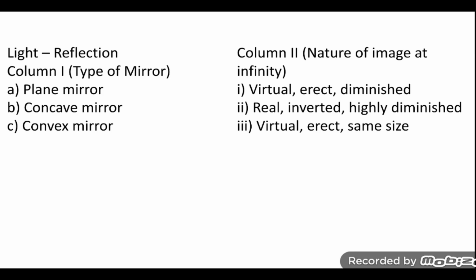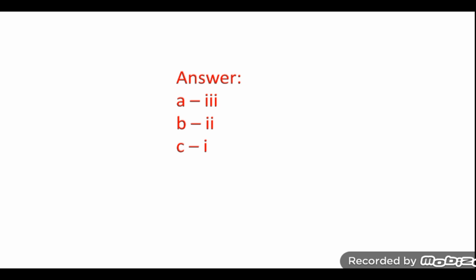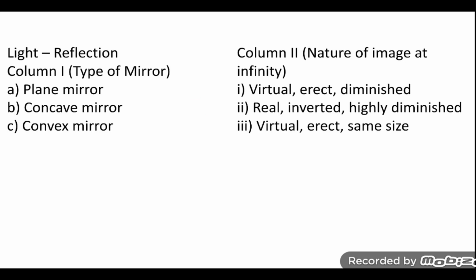Light reflection. Column 1: plane mirror. It's a type of mirror. A. Plane mirror. B. Concave mirror. C. Convex mirror. Column 2: nature of image at infinity. 1. Virtual erect diminished. 2. Real inverted highly diminished. 3. Virtual erect same size. The answer is, as we know, plane mirror always gives virtual erect and same size.